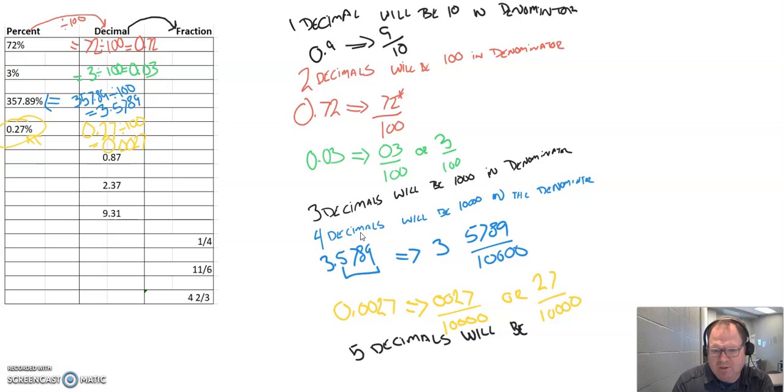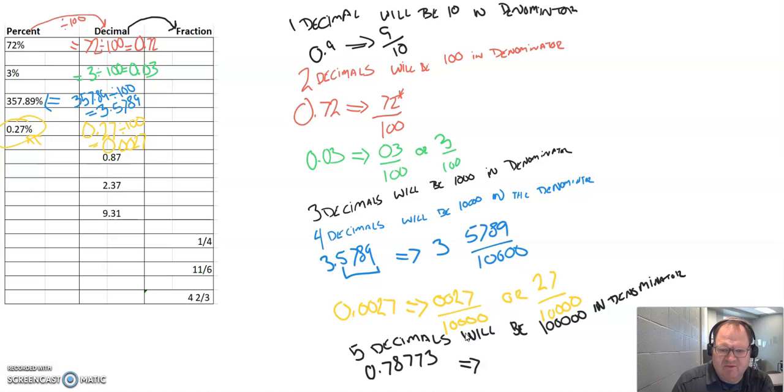5 decimals will be 100,000 in the denominator. So by now, you've probably seen the pattern. However many decimals there are, that many zeros have to be in the denominator, or the bottom. So decimal 0.78773 ends up being 78,773 over 100,000.